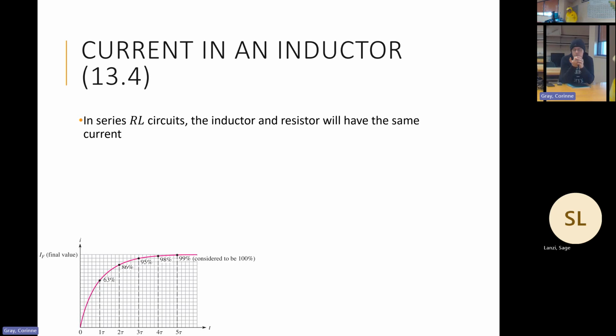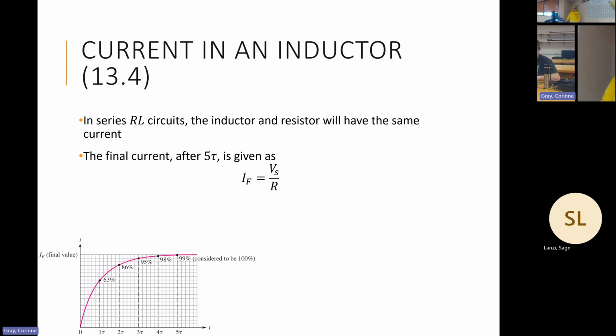So in this bottom image here, we have the current as a function of time. And we can see once again that once we reach 5 tau, this is close enough to us being at 100%. It's like 99.3%, I think, is what it's at. Close enough for us. So this will get us from no current to the maximum possible current that we have in our inductor, which because it's in series will be the same as our resistor.